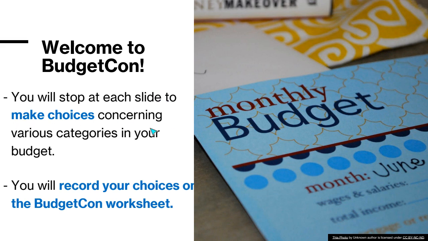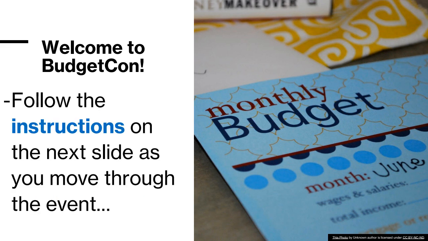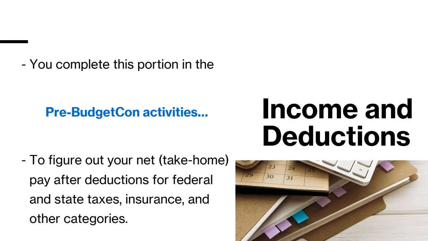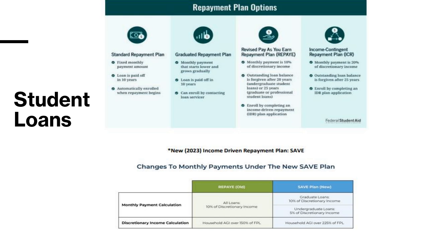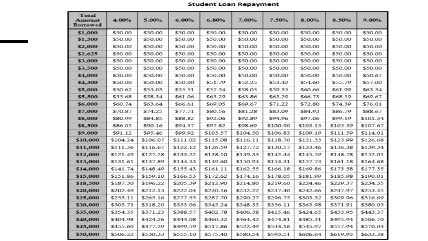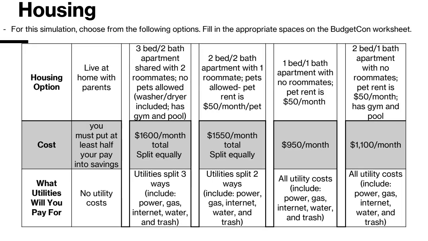You will stop at each slide to make choices concerning various categories in your budget. You record your choices on your BudgetCon worksheet. All right. So you'll follow directions on the slides and move through the event. So you'll see what that looks like. Income and deductions, things like that. You've already really done those portions, but then you got student loans and so forth. You're filling these things in.